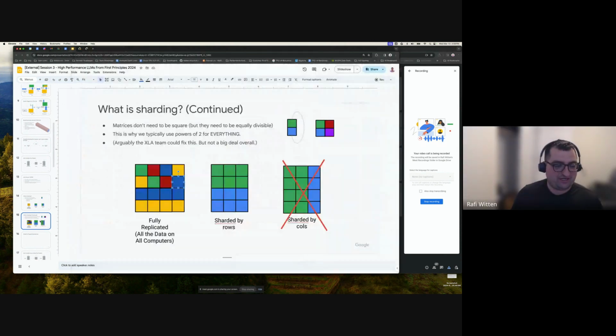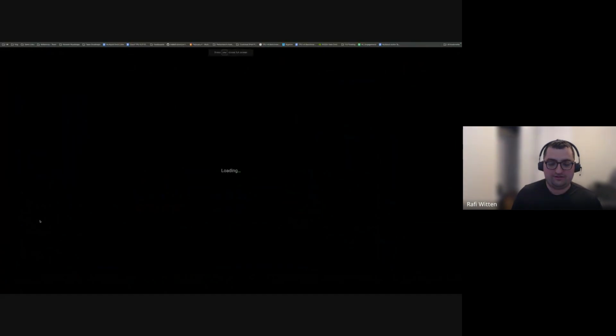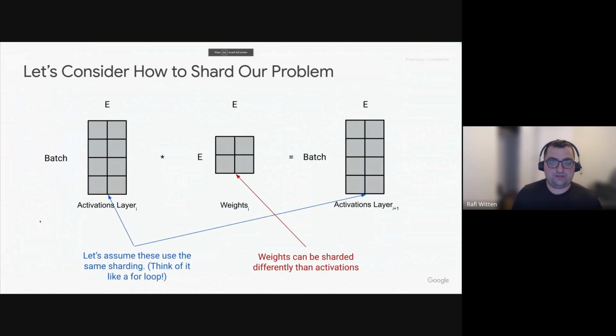Cool. I'm going to get started on discussing the math. Okay, we have this picture. In an LLM, we have a very specific structure that we're typically interested in. We have activations on the left, and activations on the right that come out. We have weights. And we will add an additional constraint, which is we want to be able to shard the left and the right the same way, because we want every layer to be sharded the same way. But then the weights can be sharded differently.